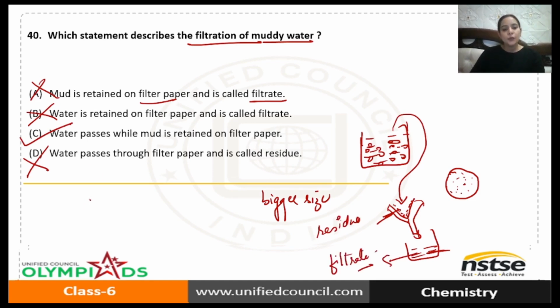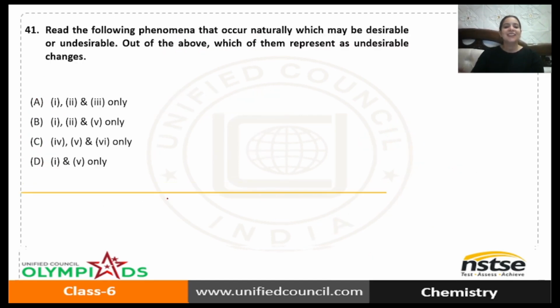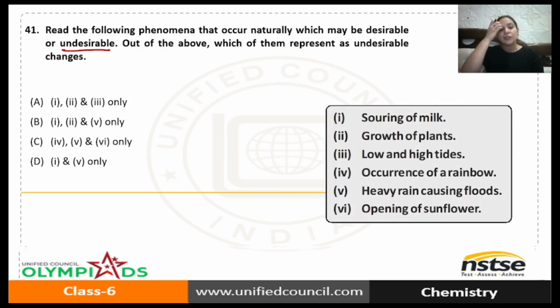Okay. So which option is correct? Undoubtedly it is option C. Next question. Read the following phenomena that occur naturally, which may be desirable or undesirable. Out of the above, which of them represent an undesirable change?